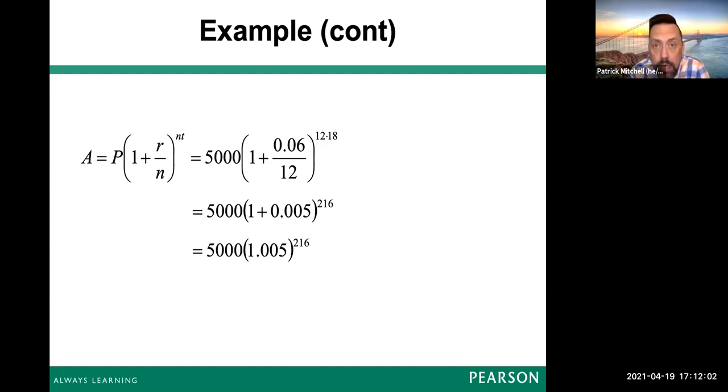Now at this point, you're going to need your scientific calculator because you need the scientific calculator to tell you what is 1.005 to the power 216. I would not want to try to do that by hand. And then after you multiply that number by 5,000, you get that the amount in the account after 18 years is $14,683.83.